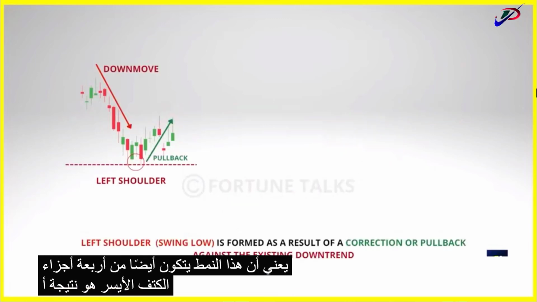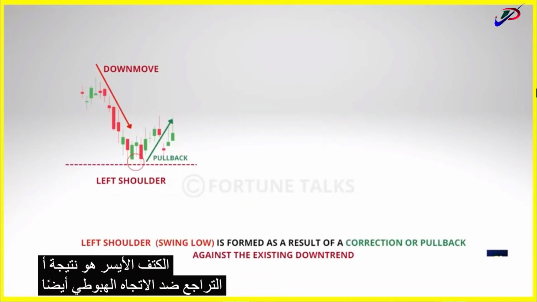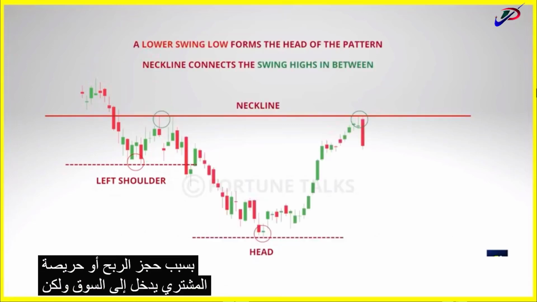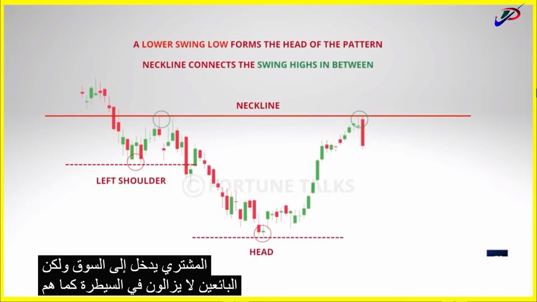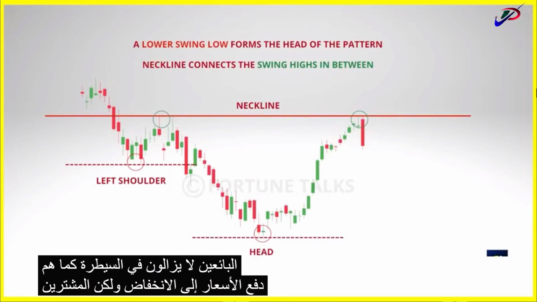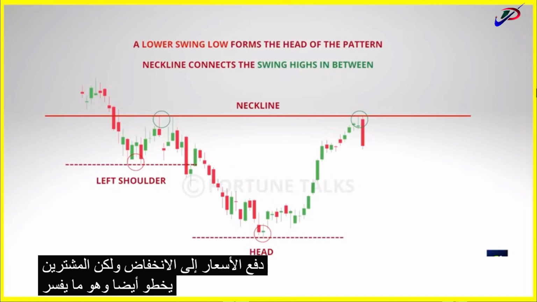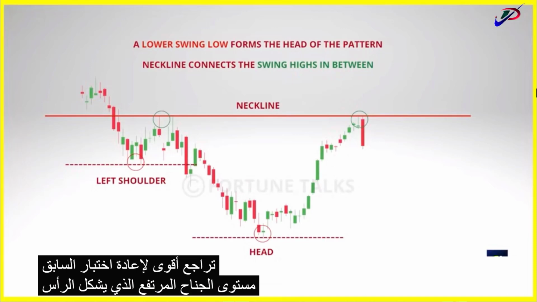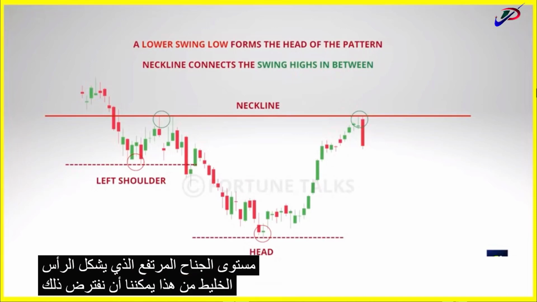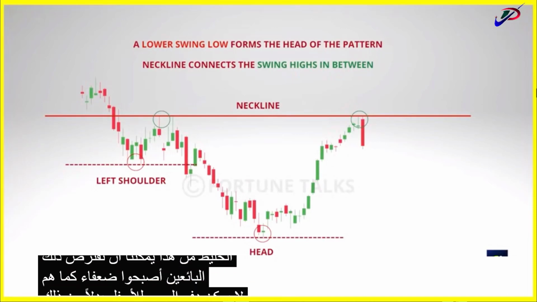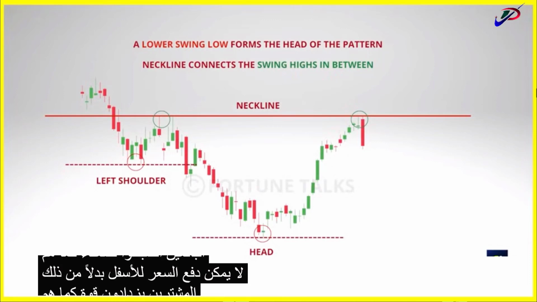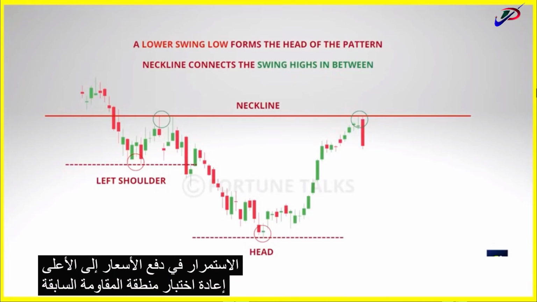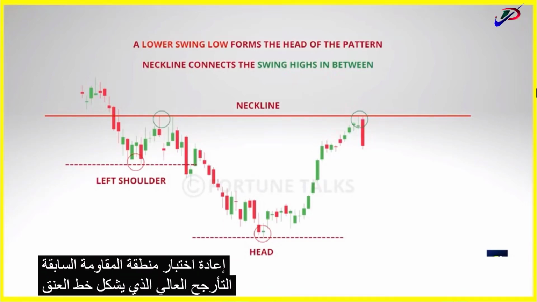The left shoulder is the result of a pullback against the downtrend, either because of a profit booking or eager buyers stepping into the market. But the sellers are still in control as they push the prices lower. However, the buyers are also stepping in, which explains the stronger pullback to retest the previous swing high level, which forms the head of the pattern. From this, we can assume that the sellers are getting weak as they couldn't push the price lower. Instead, the buyers are getting stronger as they continue to push the prices higher, retesting the resistance area or the previous swing high, which forms the neckline of the pattern.